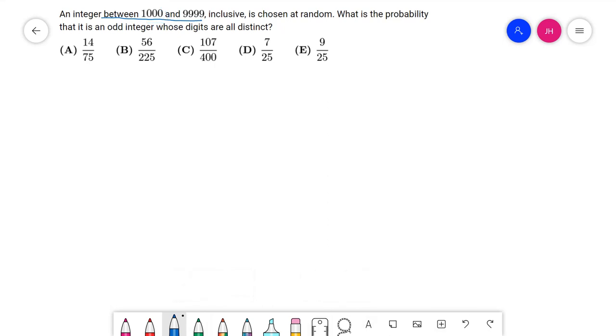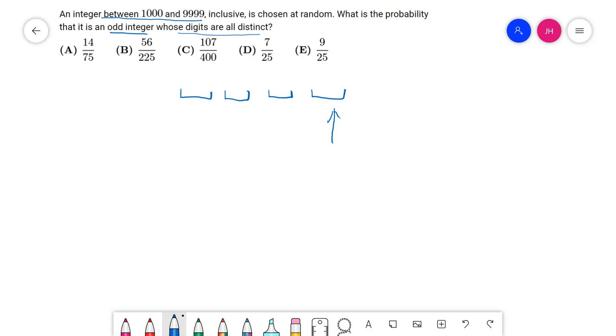Okay, so there's a number between these two numbers. So by definition, that number is a 4-digit number. So good. Right? So this is a very good hint on how to do this problem. And there are constraints for this integer. First, it has to be an odd integer. So what does that mean? It means this ones digit got to be an odd number. And it also says all digits are distinct.